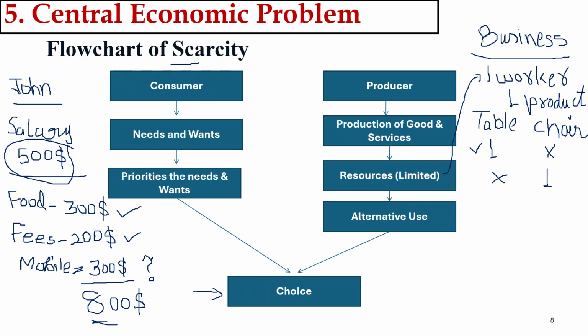There arises an economic problem because of this scarcity. Why economic problem? Because company can afford to pay the salary of one worker only because it is new and they have just started the business. So these are two examples related to consumers and producers.